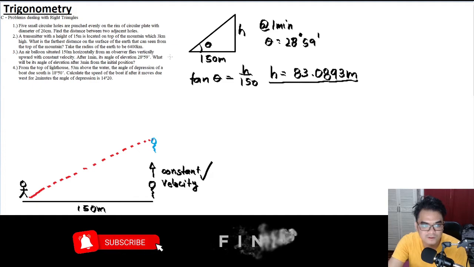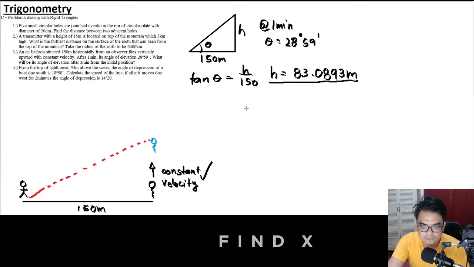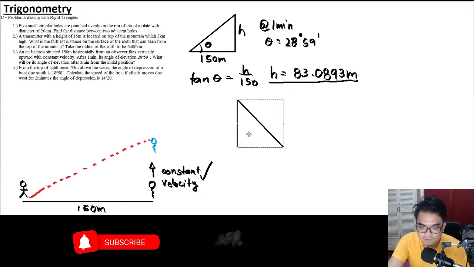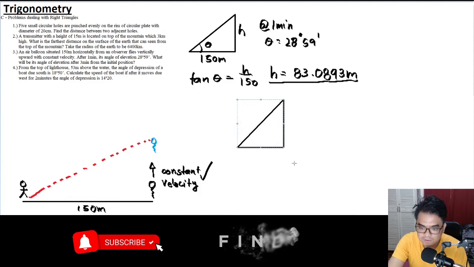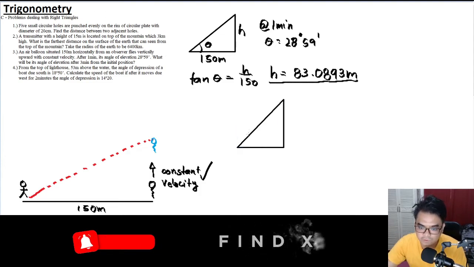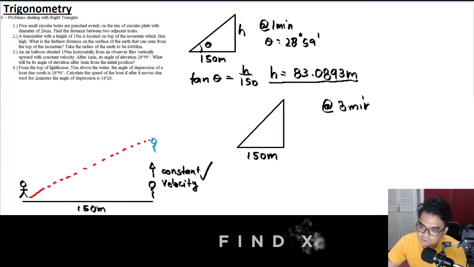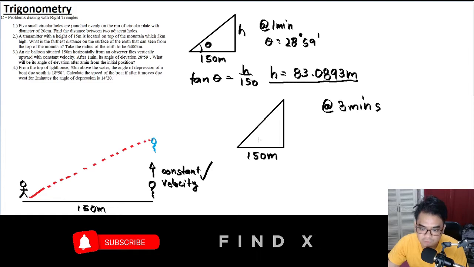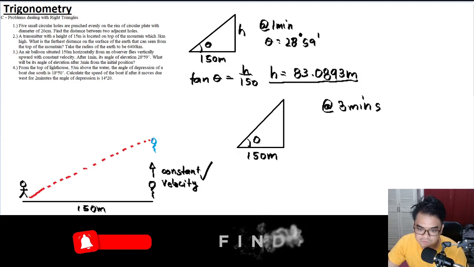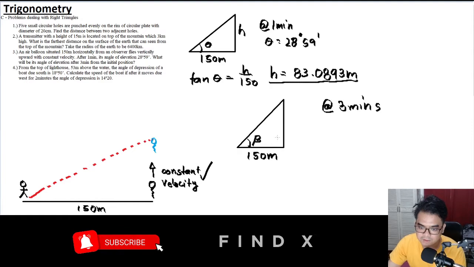Therefore, we can have the same triangle. Of course, even how far the balloon is going, this is still 150, right? But now at 3 minutes, we are asked to find the angle of elevation. So we are asked to find theta, or let's use a different one. How about beta? So we are asked to find beta now after 3 minutes.